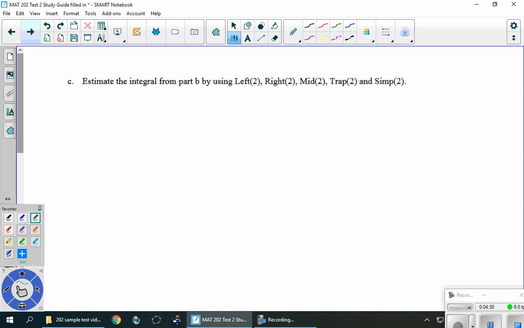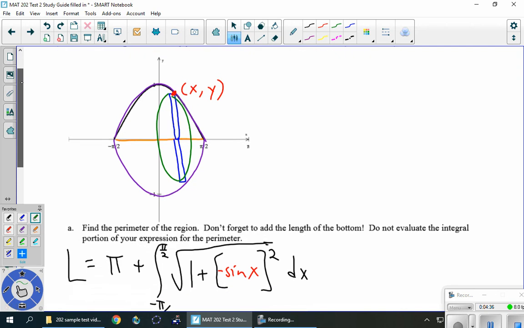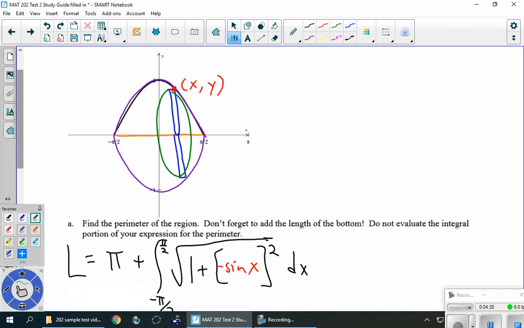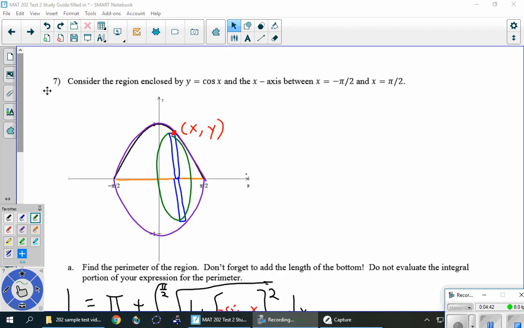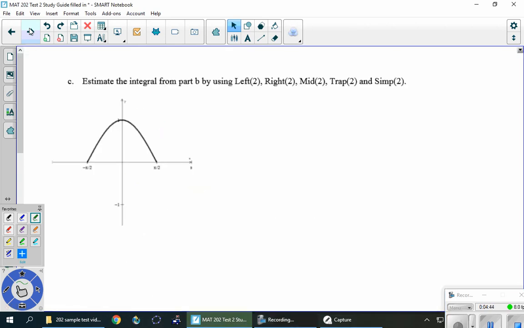Estimate the integral from part B using left 2, right 2, mid 2, trap 2, and simp 2. So let's give this a shot. Actually, I'm going to pause the video and grab a screenshot of this page. Okay, so we've got our screenshot of that picture.